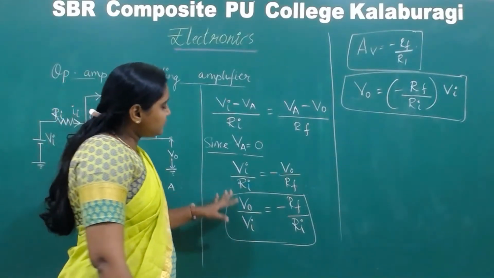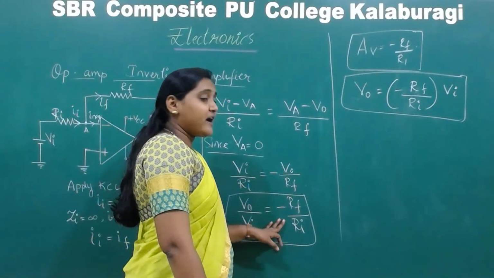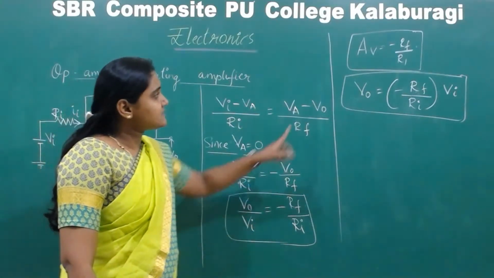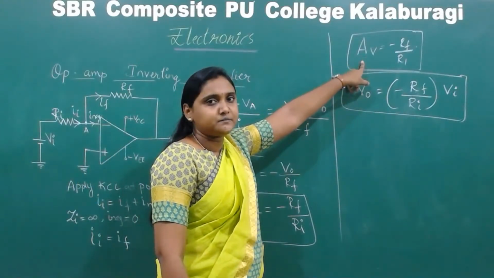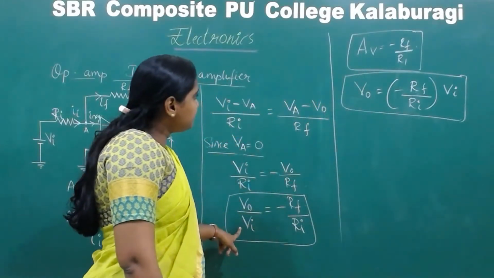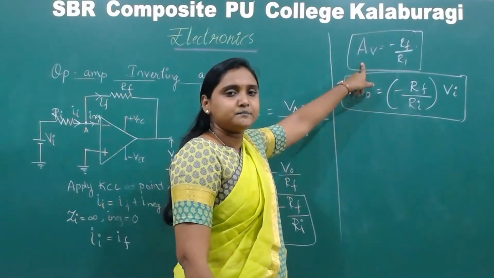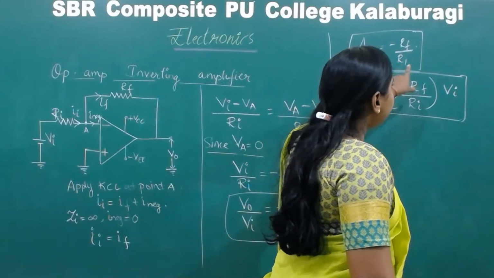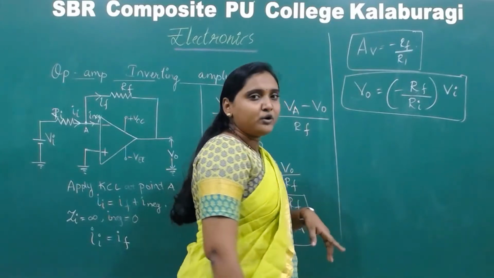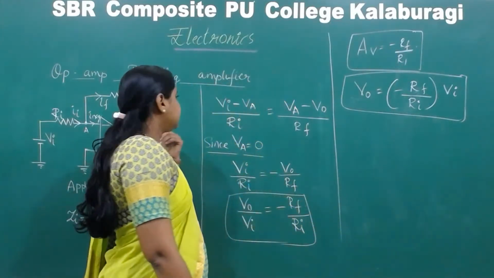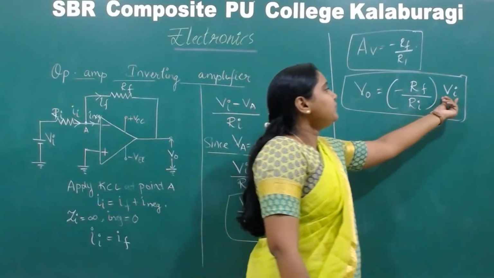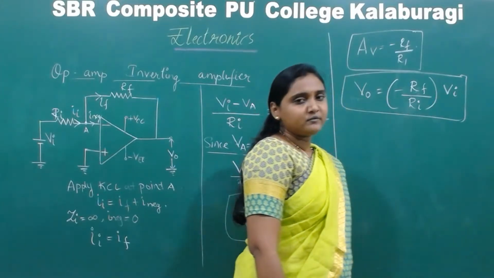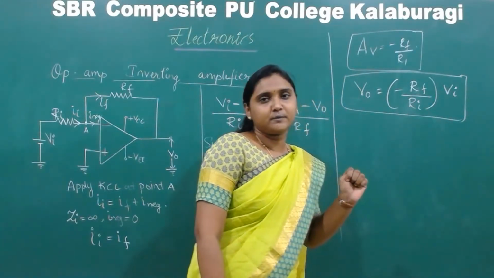Rearranging this, we get V0 by Vi is equal to minus Rf by Ri, where V0 by Vi, the ratio of output to input, is termed as gain. Ratio of output to input is nothing but gain. And this gain for an inverting amplifier is minus Rf by Ri. When we want to calculate the output for a specific value of input, we can calculate it by minus Rf by Ri into Vi. This is the expression for V0.